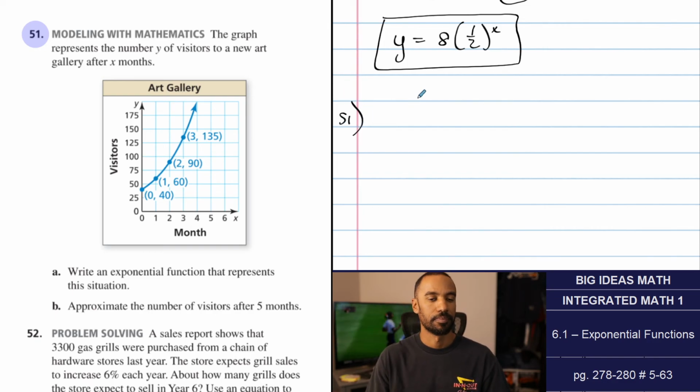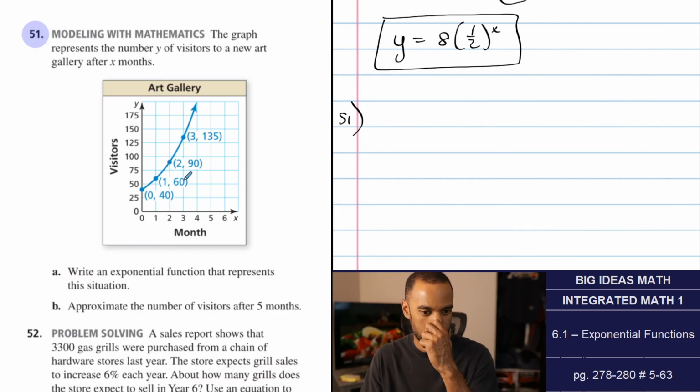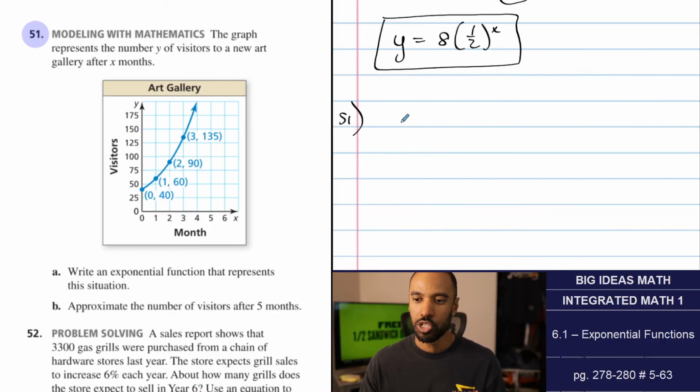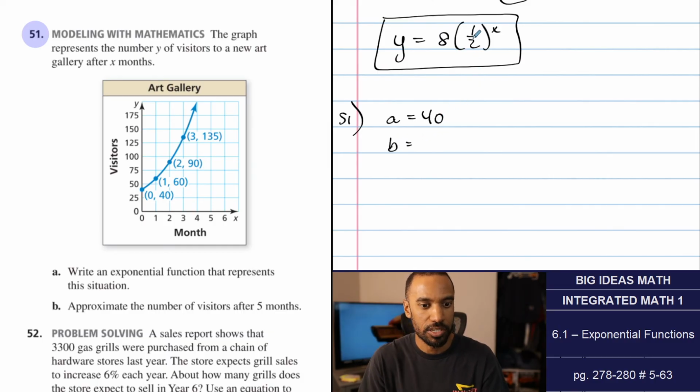Number 51. The graph represents the number y of visitors to a new art gallery after x months. Do we have to interpret anything yet? No. So in my interpretation, at the start of this there were 40 visitors, and after a month there are 60, etc. It says, write an exponential function that represents this situation. This is one of those ones where we have the graph, but the a value is going to be 40, and for the b value, I'm glad I just used the problem before, because 40 times what is 60?